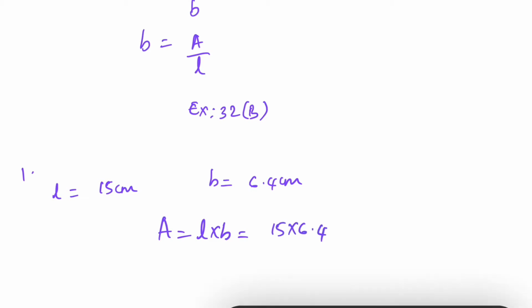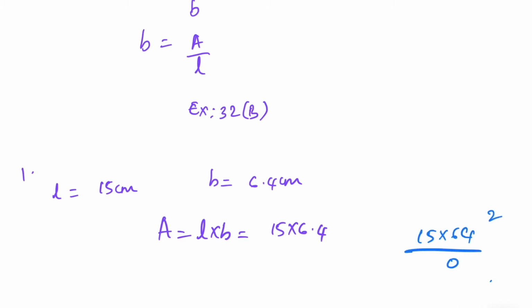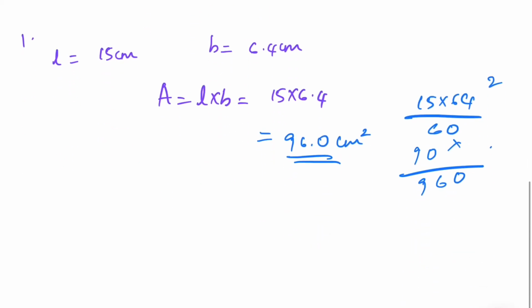How would we do it? Just multiply 15 into 64, so 5 4s are 20, 4 6s are 24, 60 into 90 you get, right? So the answer will be 96.0, that is 96 centimeter square. Centimeter is multiplied twice, so it will become centimeter into centimeter, that is centimeter square.